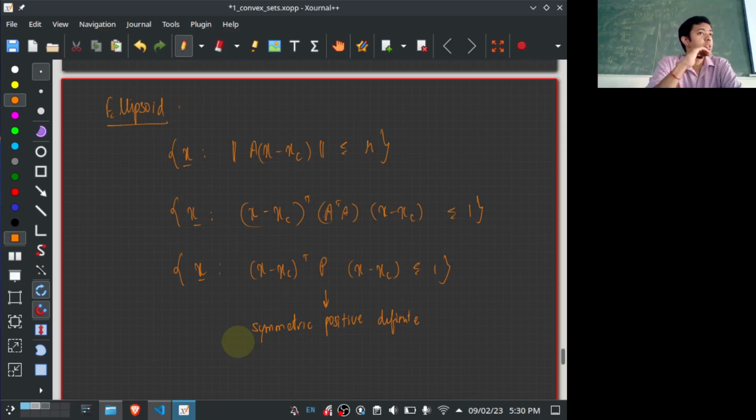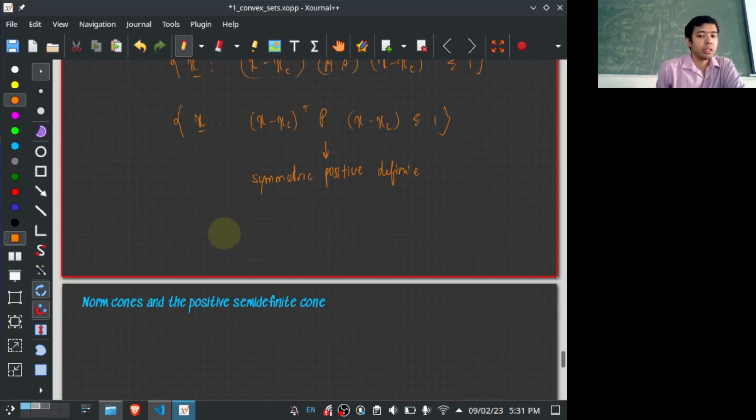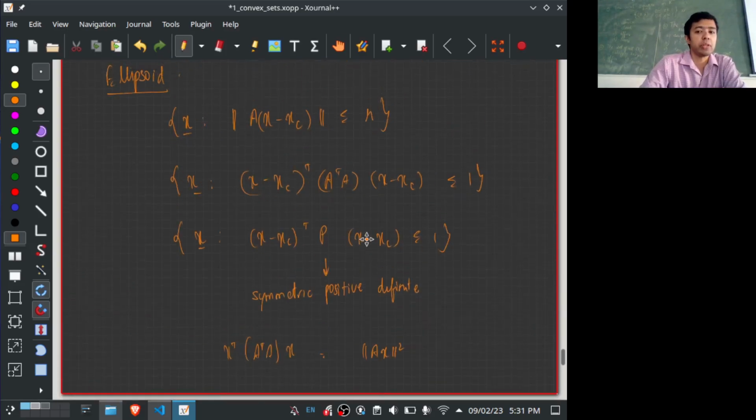How do you show whether it's positive semi-definite or not? Just take x transpose A transpose A x. This is just the norm of Ax squared, so it should be greater than or equal to 0. So A transpose A is a symmetric positive semi-definite matrix. We typically constrain P to be symmetric positive definite. So typically you take A in this case to be a full rank matrix. If A is full rank, then A transpose A is going to be positive definite.